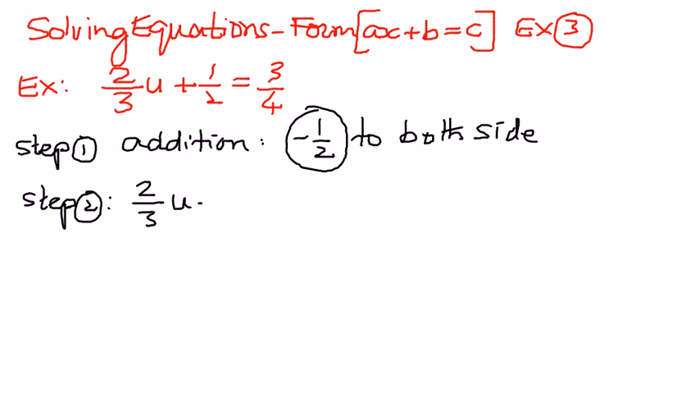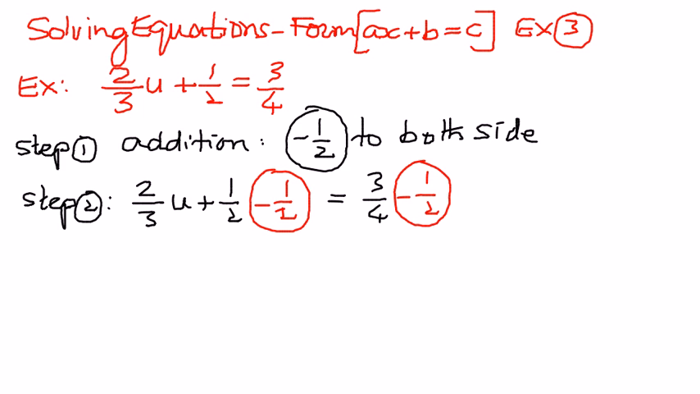2/3 u plus 1 half minus 1 half, that is what we are introducing here, is equal to 3 over 4 minus 1 half. And therefore on the left hand side, as you can see, the positive 1 half and the negative 1 half cancel out, leaving us with 2 over 3 u is equal to, and we want to simplify the right hand side. On the right hand side we have 3/4 minus 1 half.